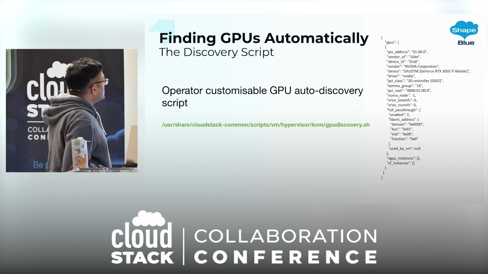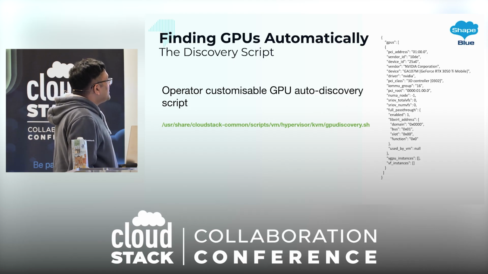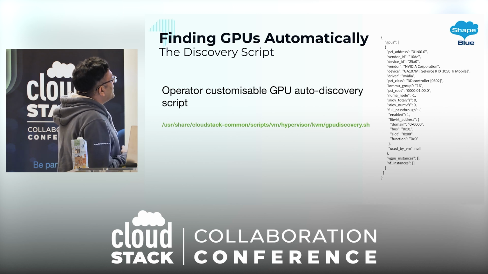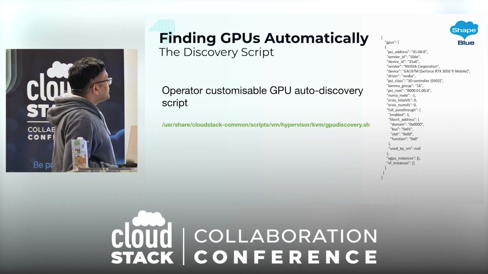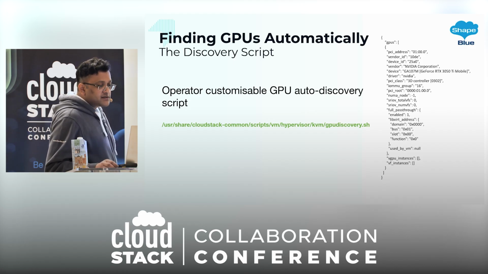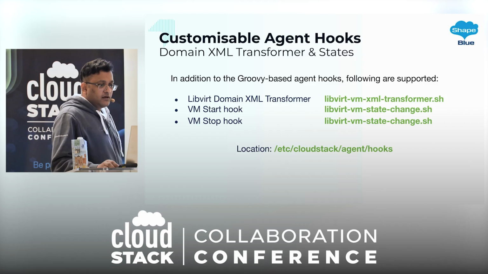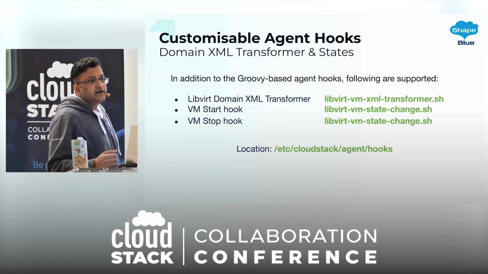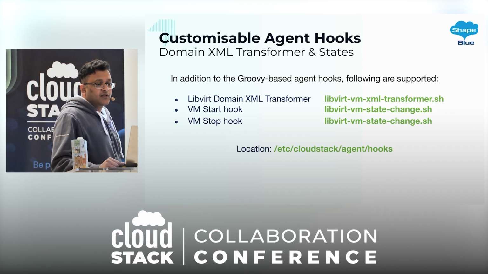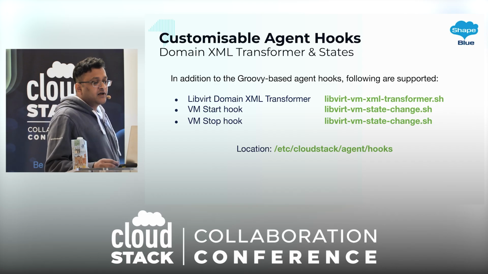So this is the script that we use to discover the GPU devices on the host. This is a simple batch script, and it basically generates a JSON, as you can see. In this, we have a list of different devices and different details that are required for the allocation of a GPU device. We also added support for customizable agent hooks. Earlier, we used to have Groovy-based support, but to provide more flexibility, we also added support for shell scripts to allow the transformation of XML or to allow executing custom commands when an instance is stopped or started.